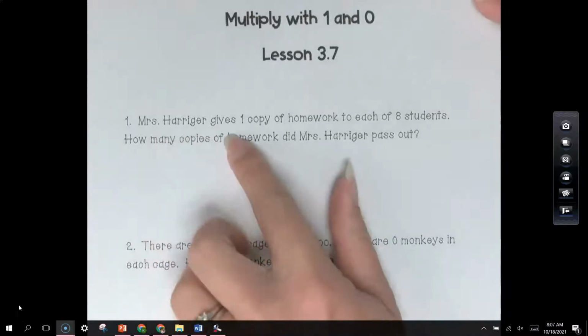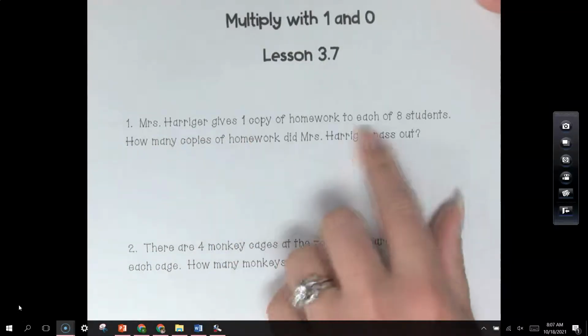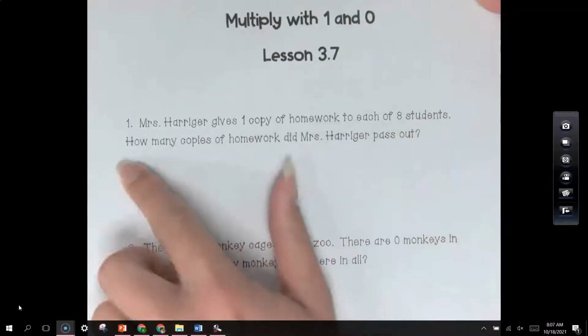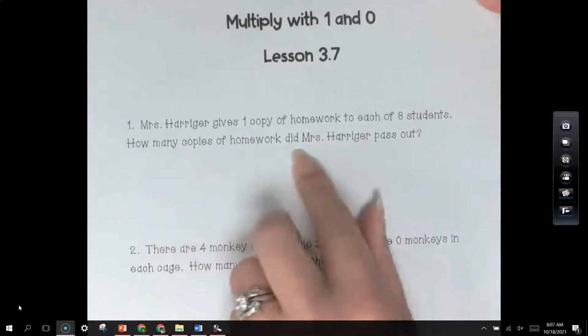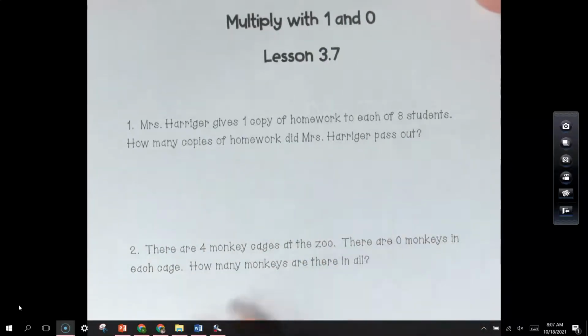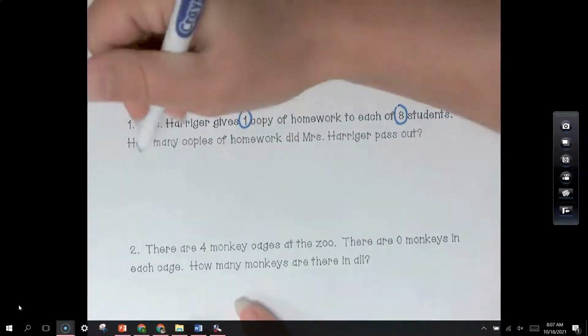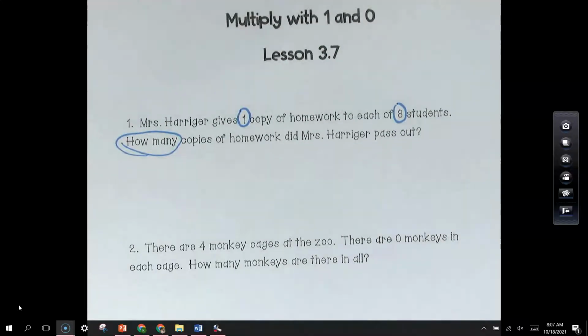Mrs. Harriger gives 1 copy of homework to each of 8 students. How many copies of homework did Mrs. Harriger pass out? Well, I see a 1 and I see an 8. Now, I only see the keywords how many. Now, how many is not helpful because it can mean add, subtract, multiply, or divide. So that isn't really helpful. So I have to look for other things.